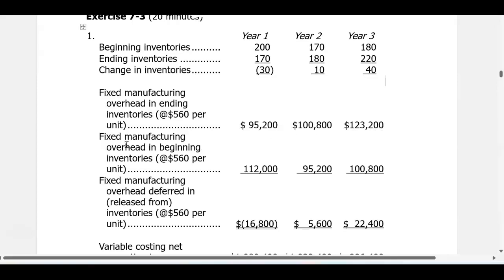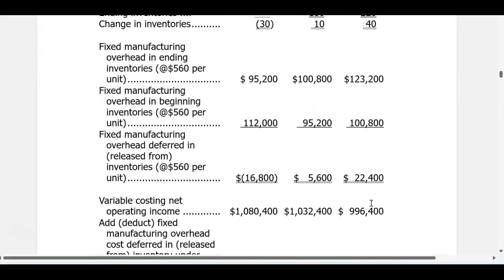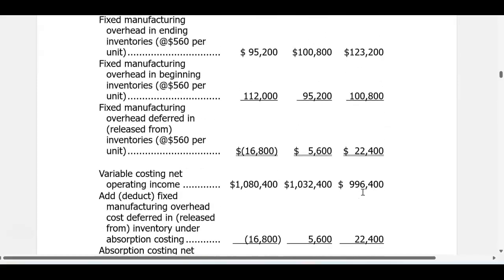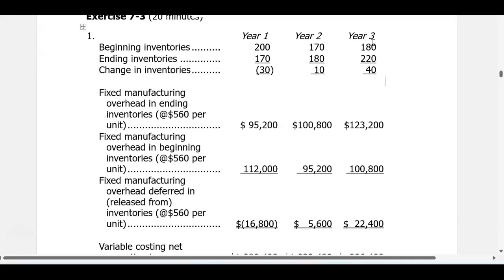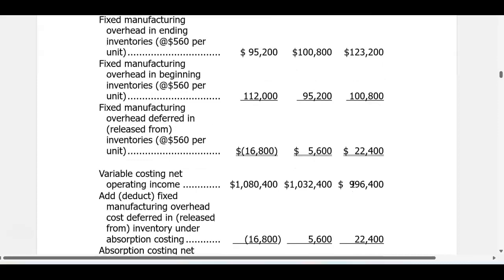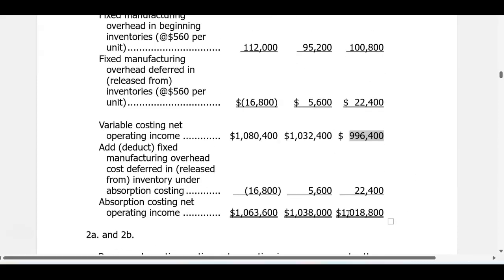But fixed manufacturing overhead in the beginning was 180 times 560, that's $100,800. The difference is 22,400. Under variable costing, remember, if you produce more and you sell less, your net income is less. So the net income is less than absorption costing right there. By how much? By 22,400.